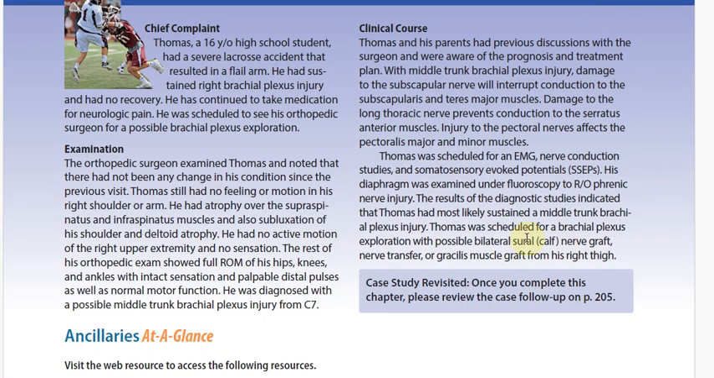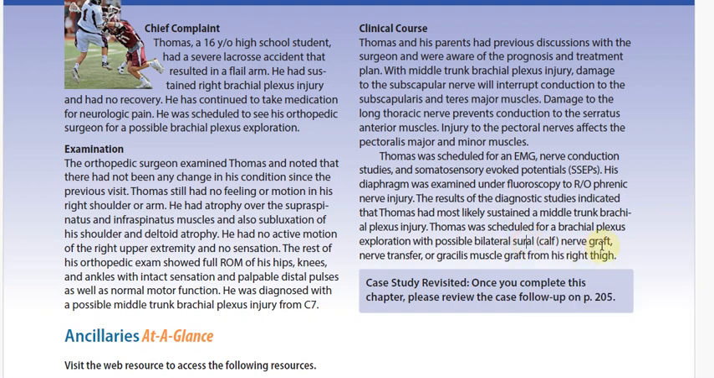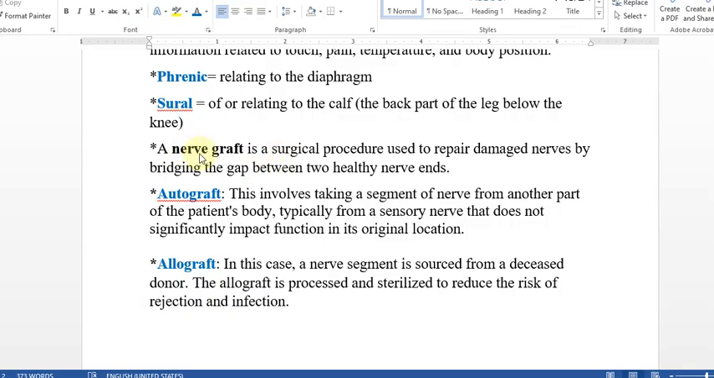Here we have another good word, sural. Sural nerve graft. The word sural means of or related to the calf or the back part of the leg below the knee. And here we have the word graft. Let's work more on the word graft. For example, a nerve graft is a surgical procedure used to repair damaged nerves by bridging the gap between two healthy nerve ends. Also, study autograft and allograft.